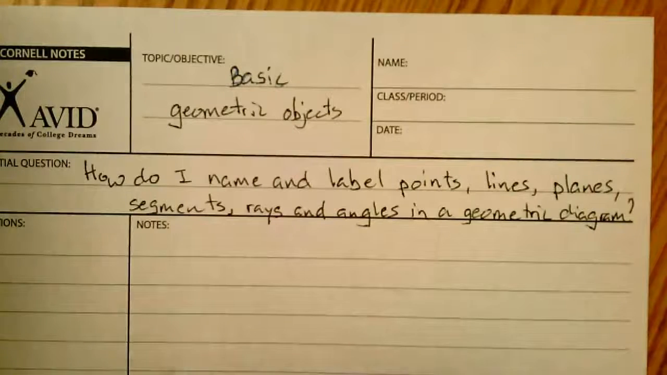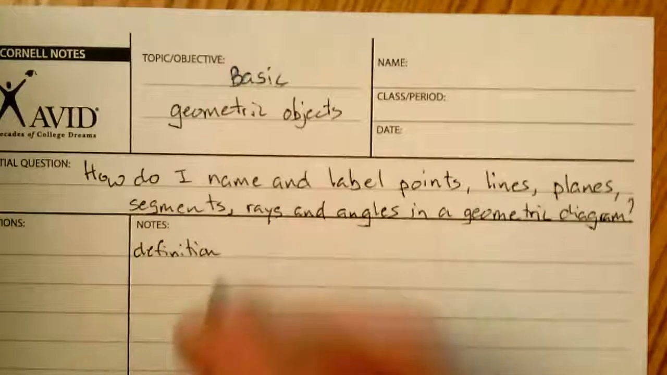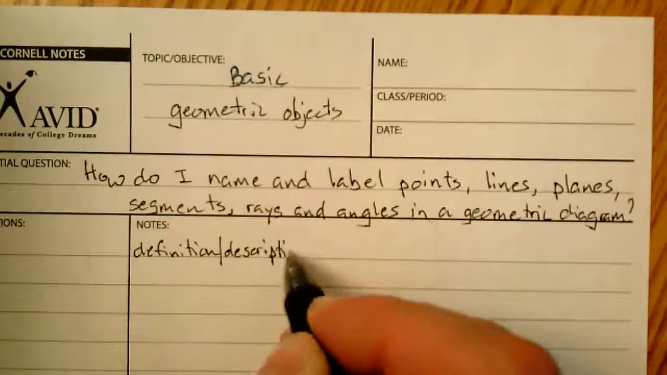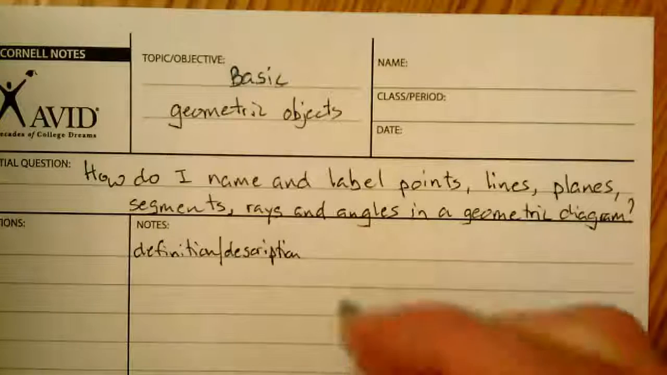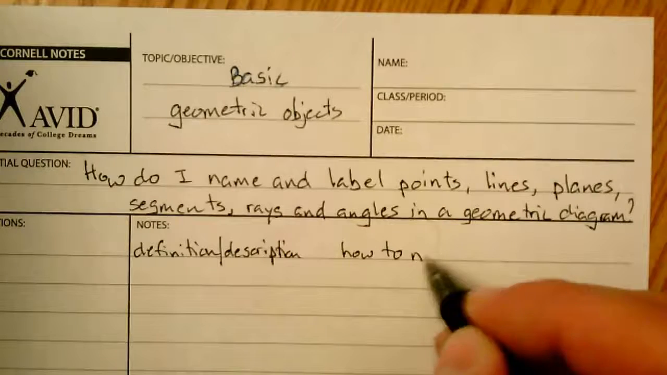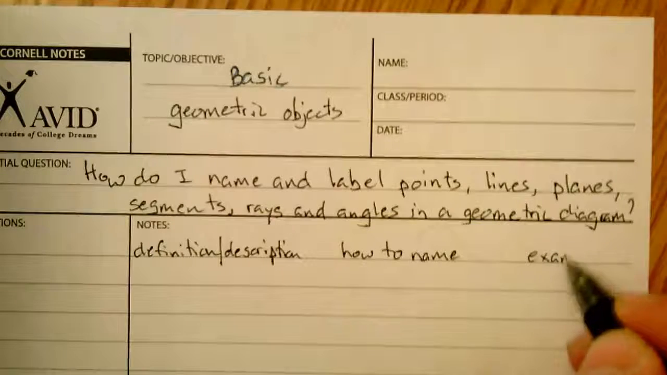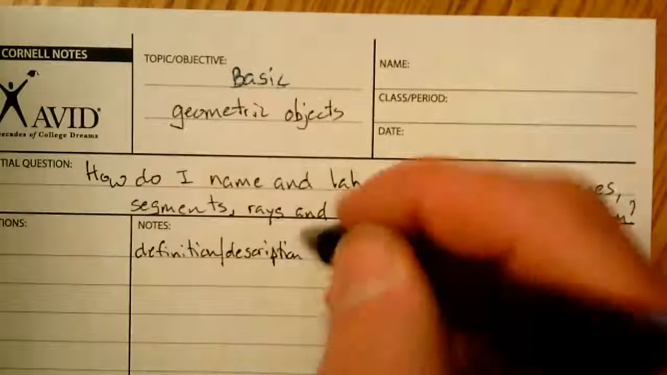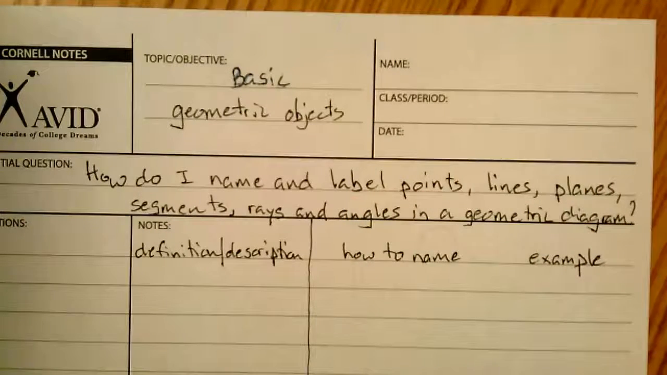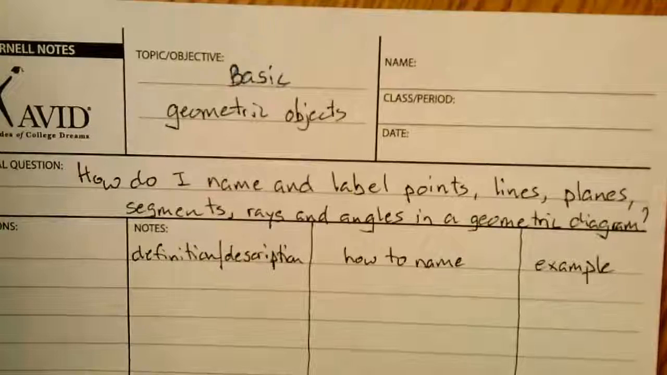So for each of our items, we're going to look at its definition slash description. We're going to look at how to name, and we're going to look at an example. So, I'm going to draw a line down through the middle of our chart, okay.